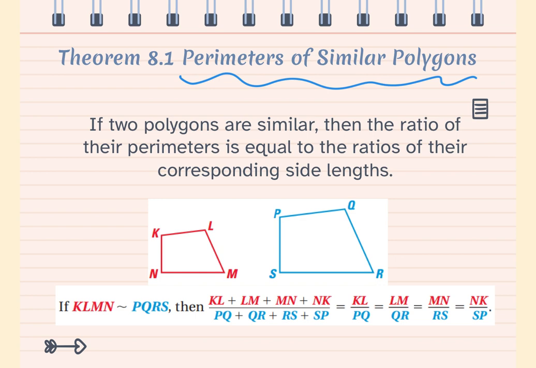If I were to find the scale factor of KLMN to PQRS, then any individual side length ratio would also equal the same, and the perimeter, which is what this whole thing is, the perimeter of the first over the perimeter of the second, would also reduce to be the same thing.